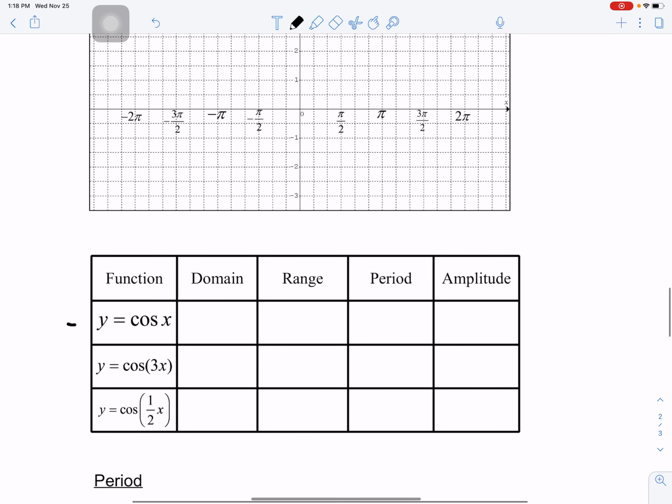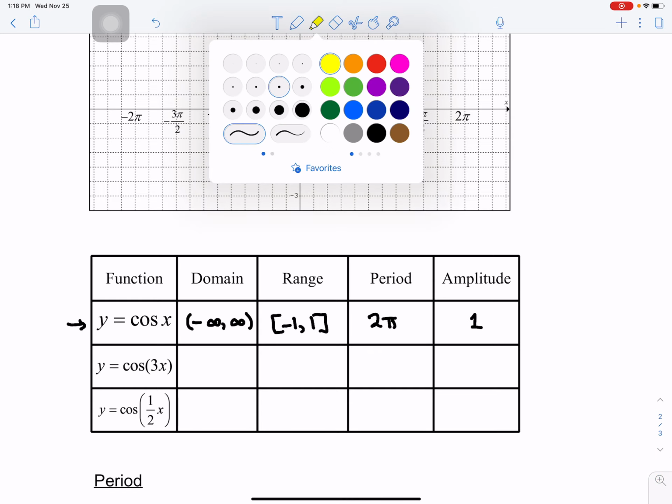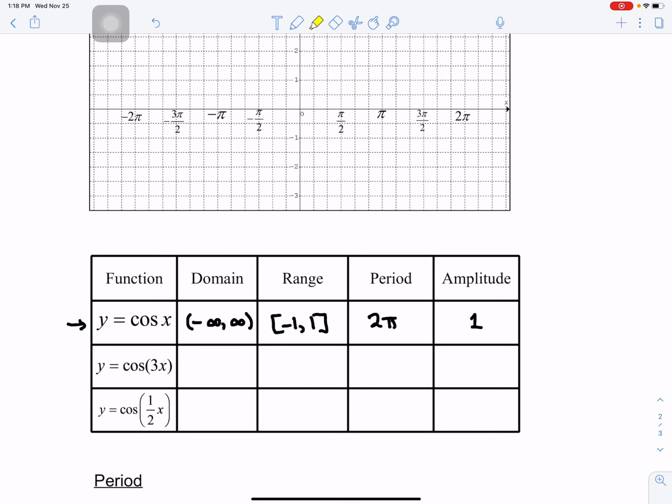Now, this spot is sort of like key information that you have to remember. My domain is minus infinity to plus infinity. My range is -1 to 1. My period is 2 pi, and my amplitude is 1. Now remember, amplitude is the number in front of the coefficient of the term. So it's out front like a y change. These are all 1s, so therefore my amplitude is all 1.